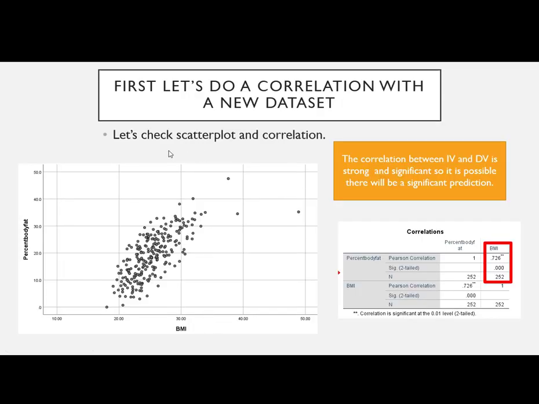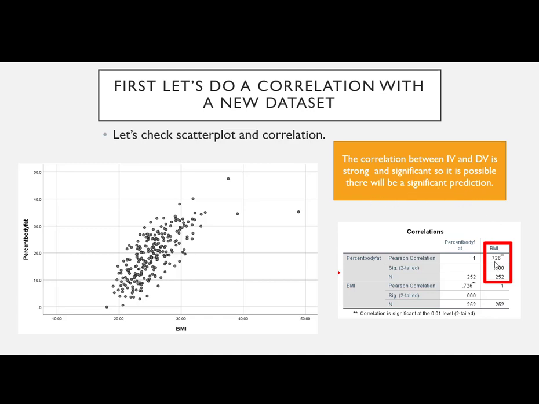Okay, so let's check the scatter plot and correlation. When I create the scatter plot with BMI and percent body fat, you can see I have a pretty strong positive correlation with a few outliers, right? We've got a few. The correlation between the independent variable and the dependent variable is strong and significant, so it's possible there'll be a significant prediction.